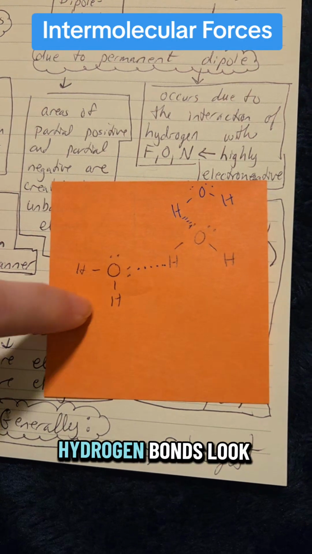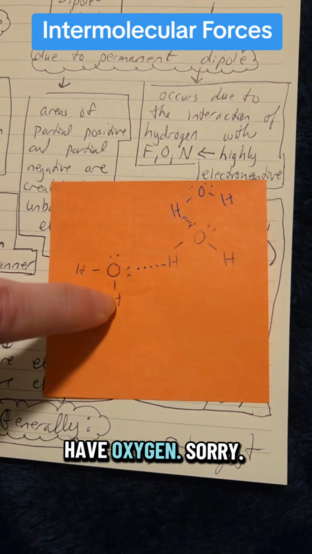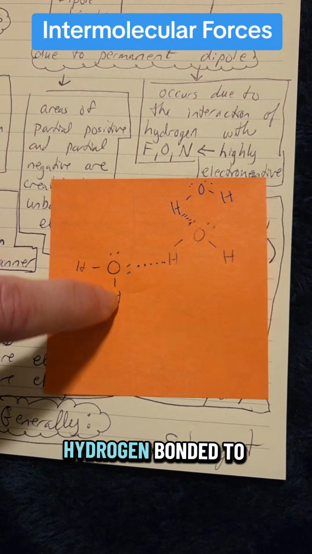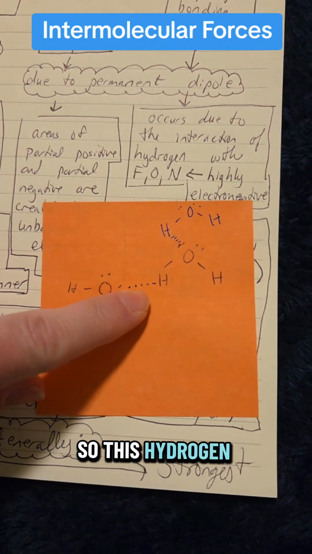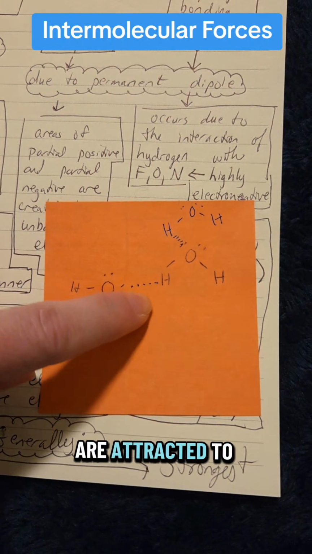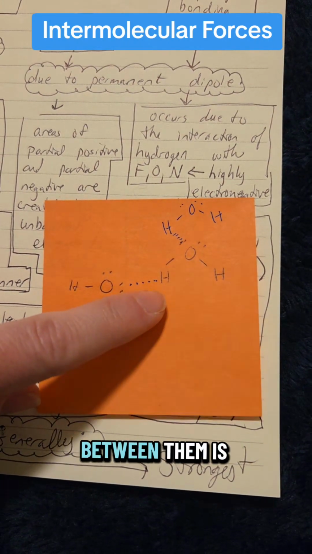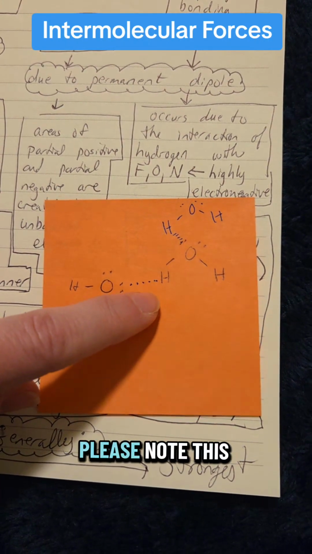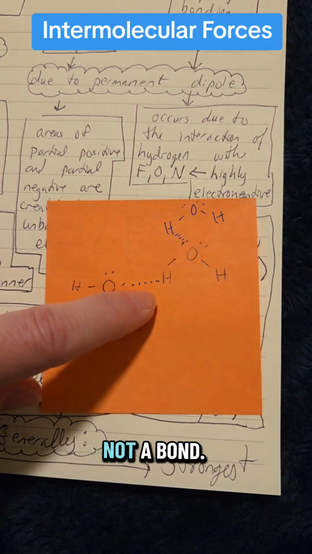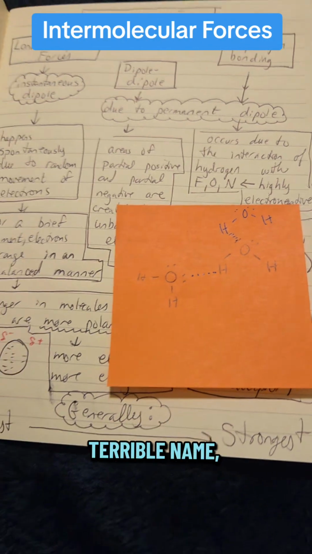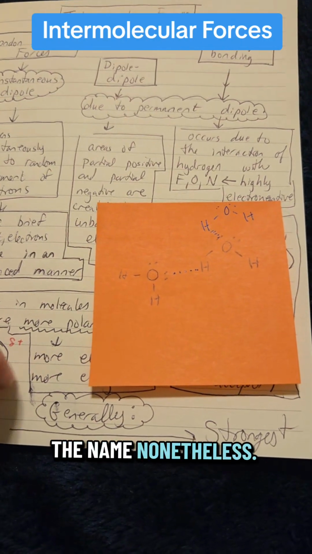So here's what hydrogen bonds look like. So here we have oxygen, and we have hydrogen bonded to the oxygen, and here we have hydrogen bonded to the oxygen. So this hydrogen and this oxygen are attracted to each other, and this interaction between them is a hydrogen bond. Please note, this is an attraction, an intermolecular attraction, not a bond. It is a terrible name, but that is the name nonetheless.